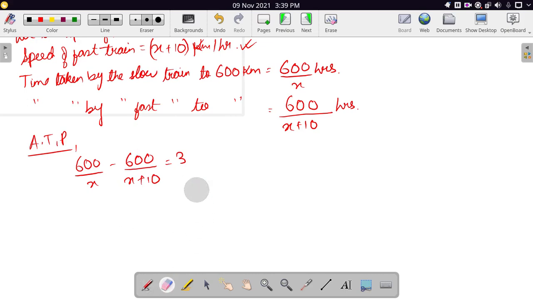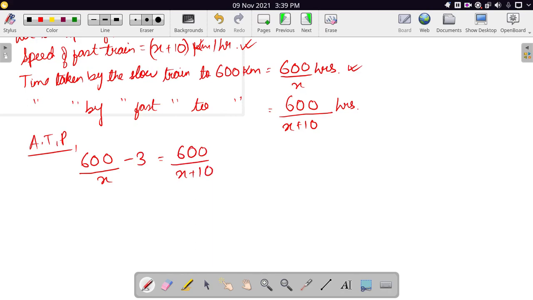Or if you want to understand it properly, then let us write it like this. Let us follow the question. The question says the fast train takes 3 hours less than the slow train. So first let us write the time of the fast train, this one. So this minus 3 would be the time taken by the slow train. Simple enough.